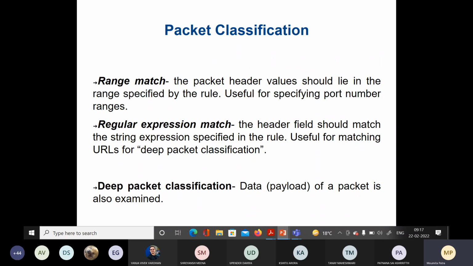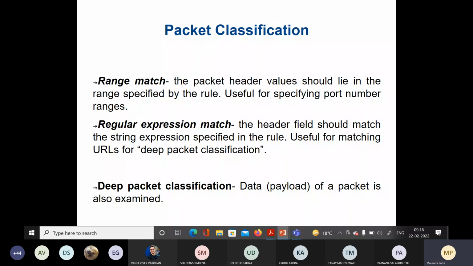Now the next one is range match. Here we have to see that whatever the header value is in the packet, it should lie in the range that is specified in the rule. Suppose in the rule it is specified in the form of a range; your packet header field value should lie within this range. In general, this range match is used to specify port number ranges.